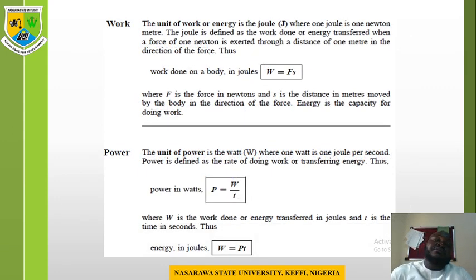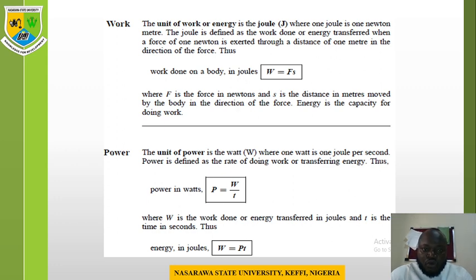I believe everybody is understanding. Now, moving further, work, the unit of work, which another name for work is energy, is in joule, where 1 joule is 1 Newton meter. The joule is defined as the work done or energy transfer when a force of 1 Newton is exerted through a distance of 1 meter in the direction of the force.